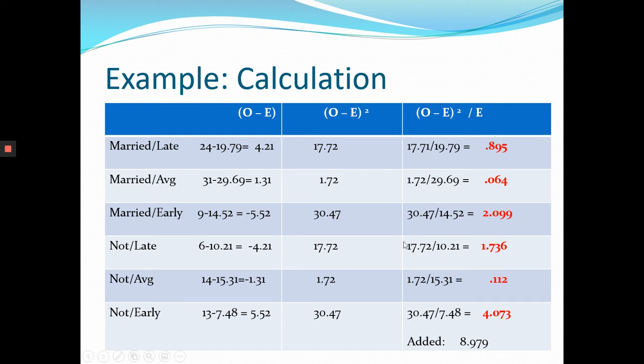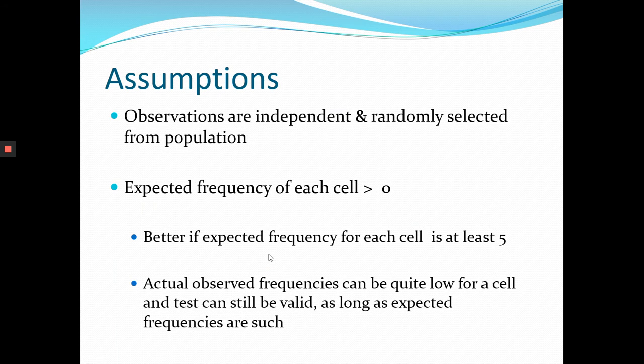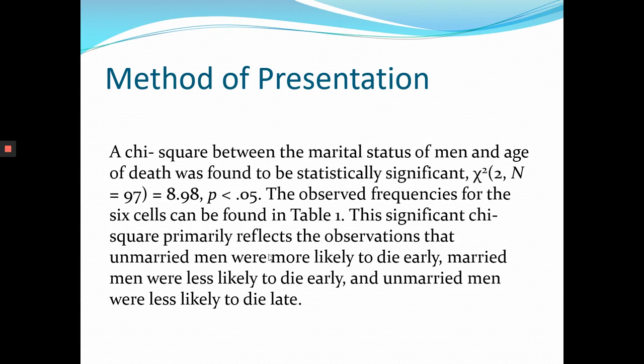And then there's another one that's not as big as the other ones, but there still seems to be something here: if you're not married, the chances of you dying later is smaller in our sample than we would expect. So there's fewer men in our sample who are unmarried and die late than we would expect. So it's a negative number here. So this is how we can actually incorporate it.